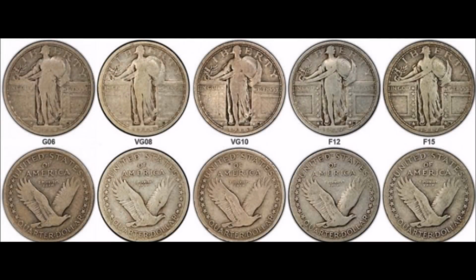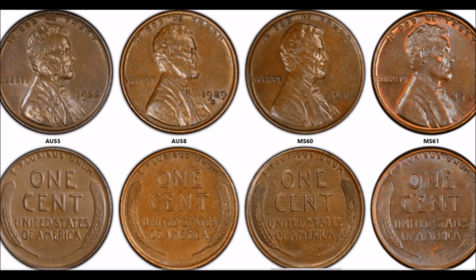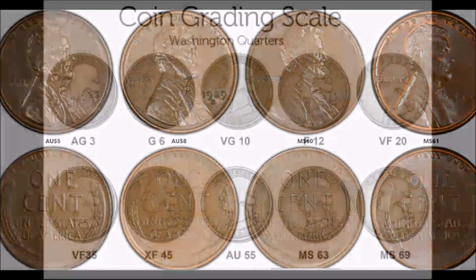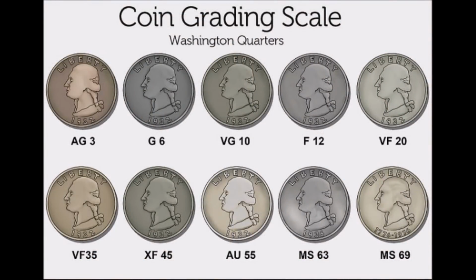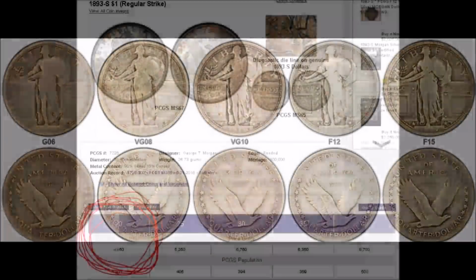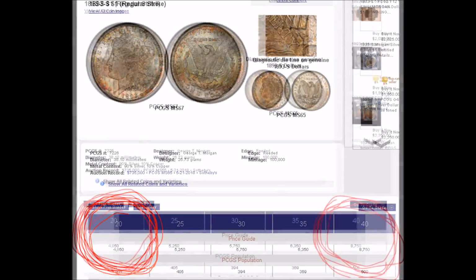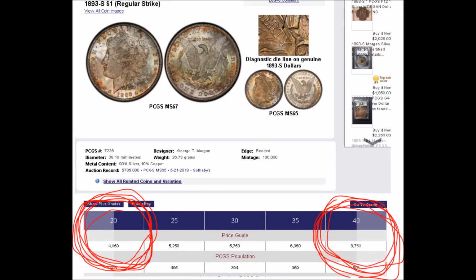There are some coins that, say, from a very fine to an extremely fine, the value isn't very much in price difference. Where with some coins, the value can be quite dramatic. Let's just say an 1893 S Morgan dollar, from very fine to extremely fine, you're talking thousands upon thousands of dollars in difference. So grading really does come into play.